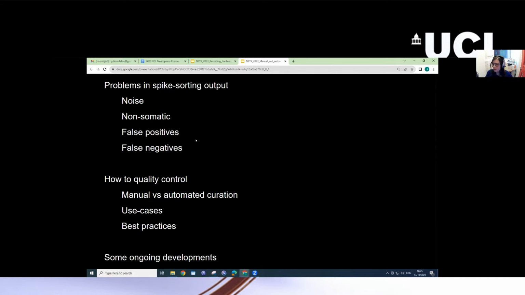All right, so we are going to first address what types of problems can occur in the output of spike sorter algorithms. Then we will talk about how to quality control and talk about manual versus automated curations. And finally, Noam is going to talk to you a little bit about what IBL is doing about some cutting edge ongoing developments that they are doing.